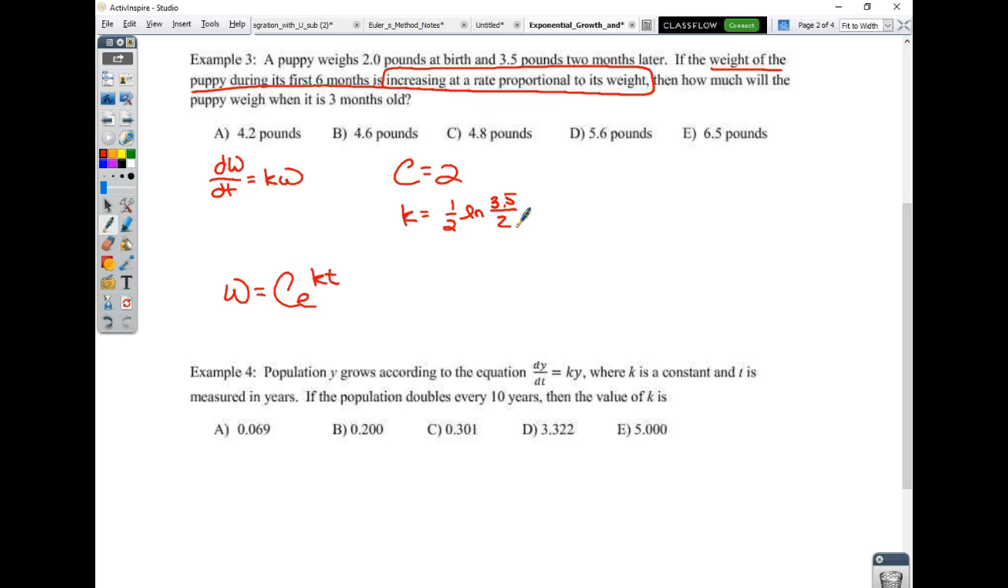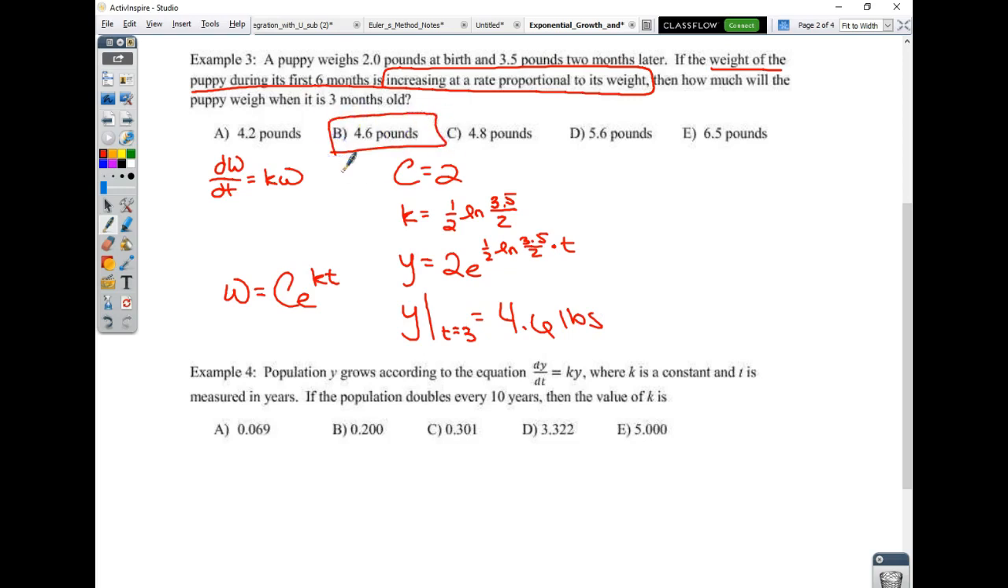So after you've solved through everything, you should have got y is equal to 2e to the 1/2 natural log of 3.5 halves times t. And then you need to evaluate y when t is equal to 3, which happens to be, because clearly we know that from our simple abilities. That particular question, absolutely. There would be no way I would ask you to evaluate that in your head. That isn't going to happen.